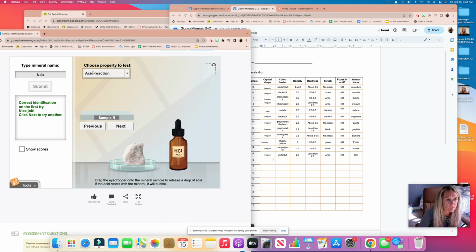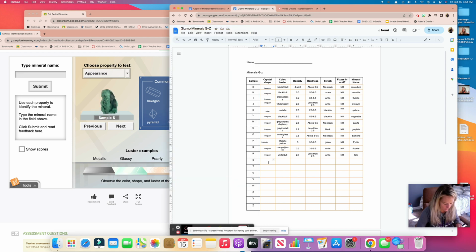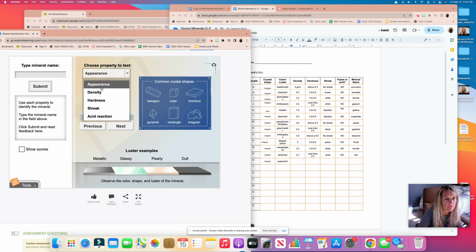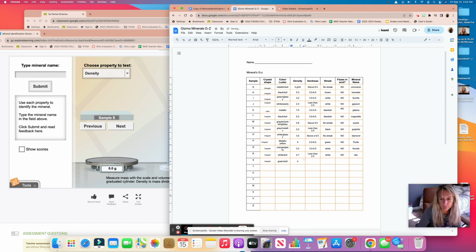All right, S. So we're going to go back up to appearance. Oh, this one is pretty. It's kind of an irregular crystal structure. I would say it is green and kind of dull. So we're going to say irregular, green and dull. All right, density: mass of 80 divided by volume of 20. It's going to have a density of 4.